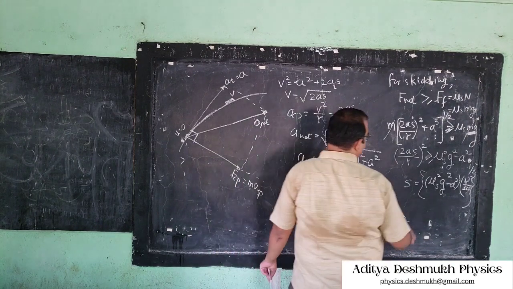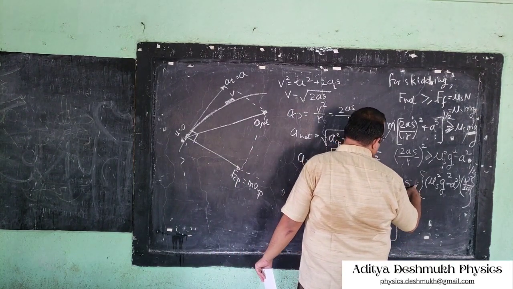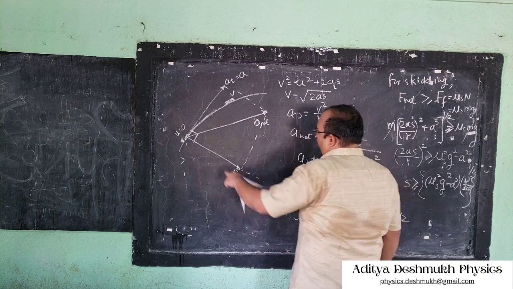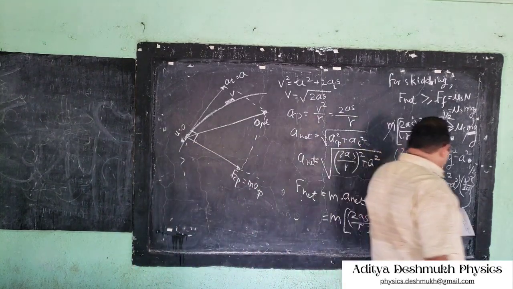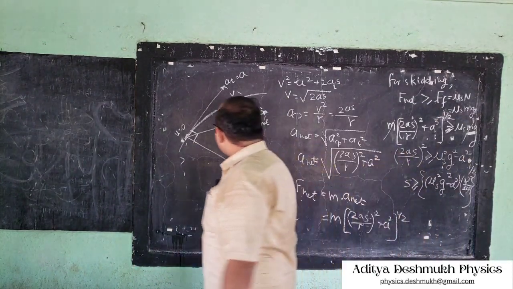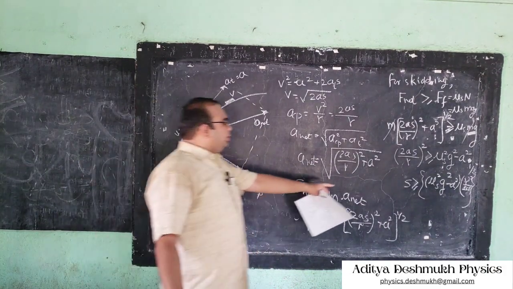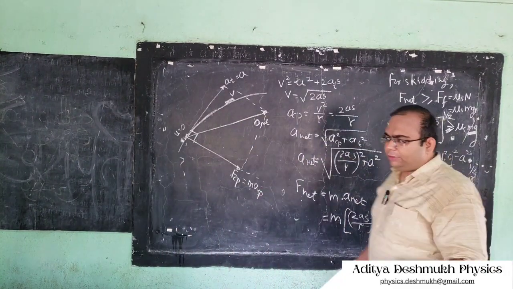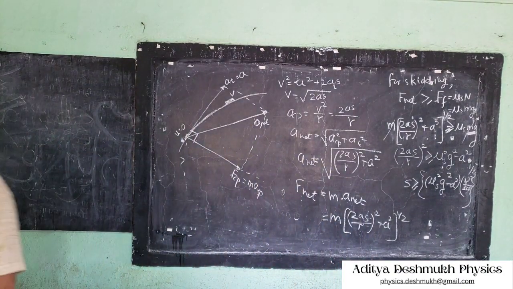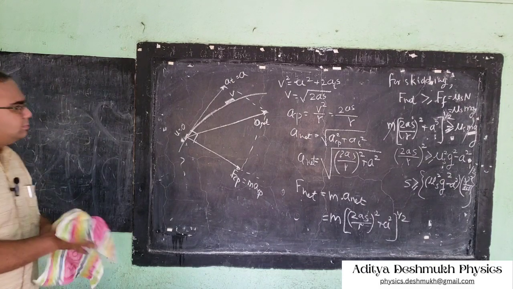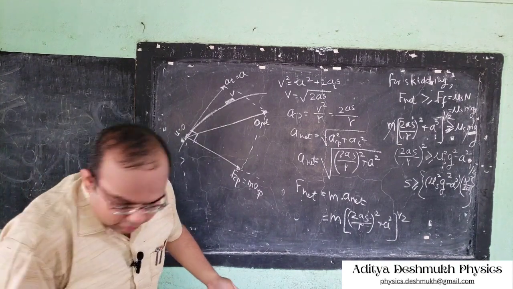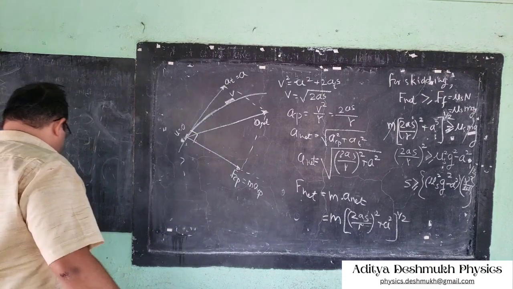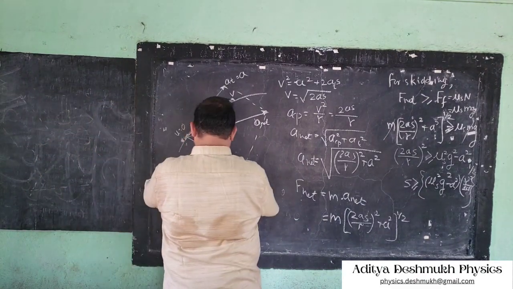So if this car travels a distance of this much with acceleration a, it will start skidding after this much distance traveled. So let's see the next one.